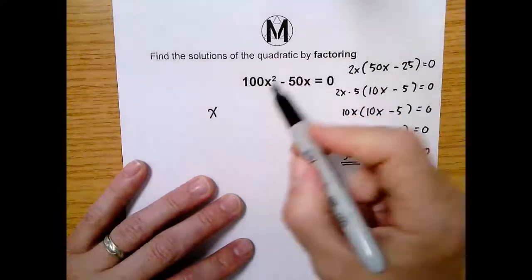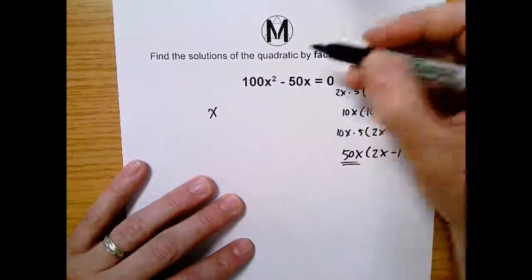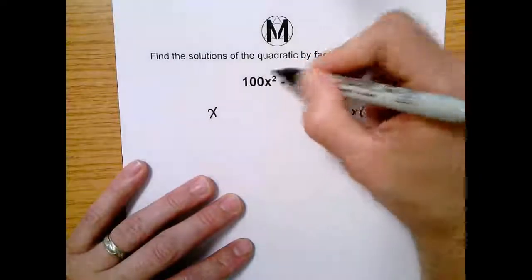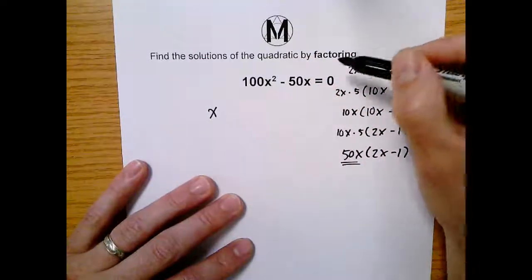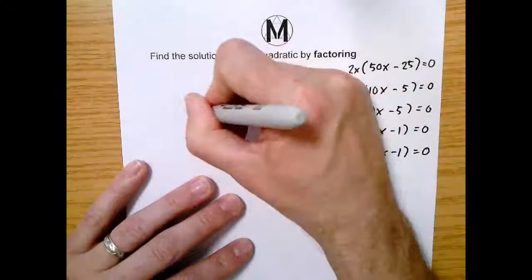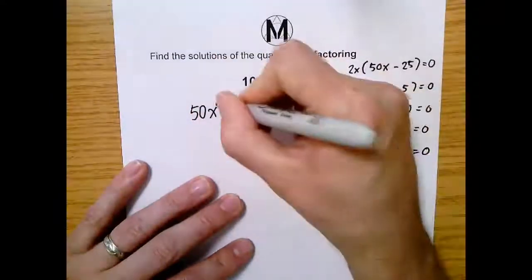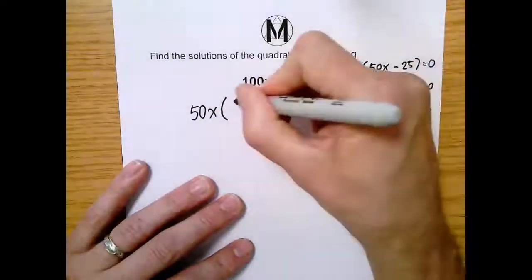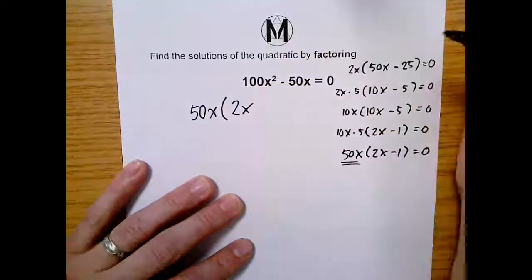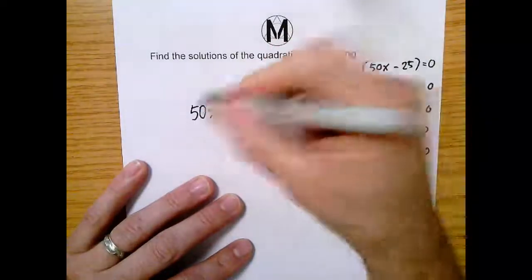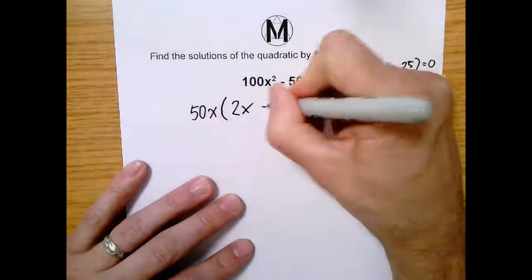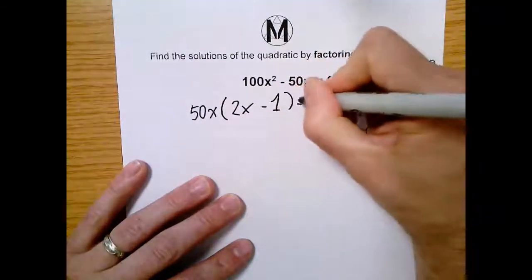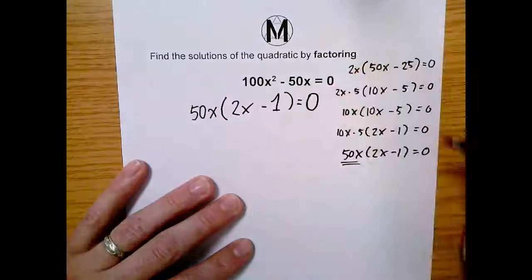So looking back up here, I want to make the best jump I can. Looking at 50, I can clearly see 50 goes into 100. So I'm going to take out 50x. That's how I'd pursue this from the beginning. 100x squared divided by 50x just leaves me 2x, and negative 50x divided by positive 50x is just negative 1, and this all equals 0.